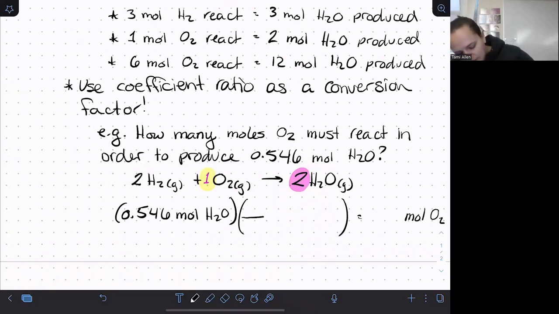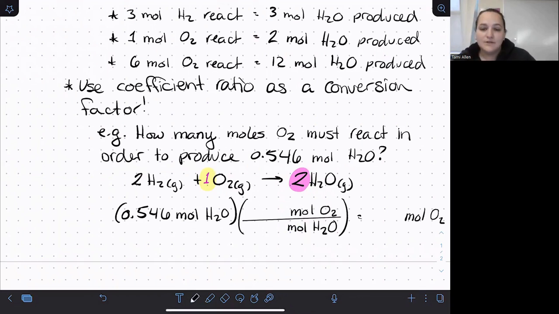So just like any other unit conversion, the unit that I started in, I need to cancel out. So that means in my conversion factor, moles of H2O needs to go on the bottom so that this and this will cancel out. The new unit I'm trying to get into has to go on the top so that we will be left with moles of O2 as our final unit.